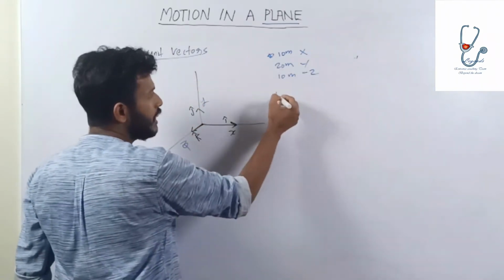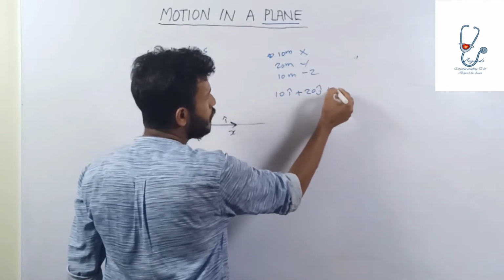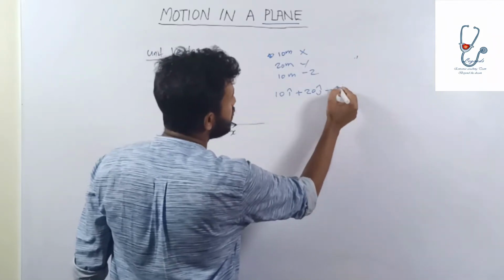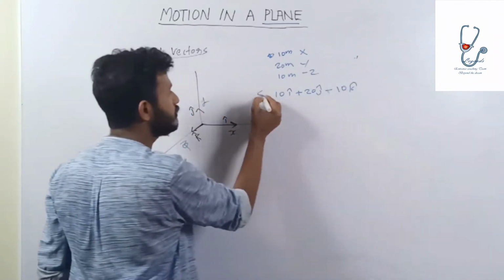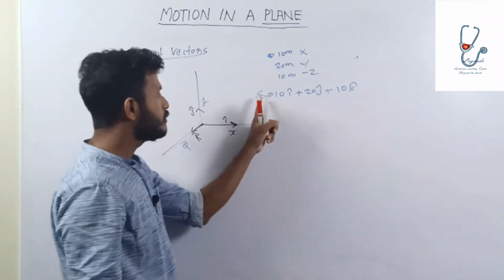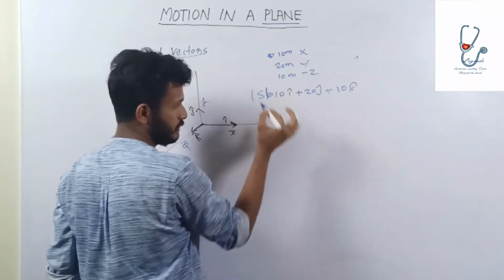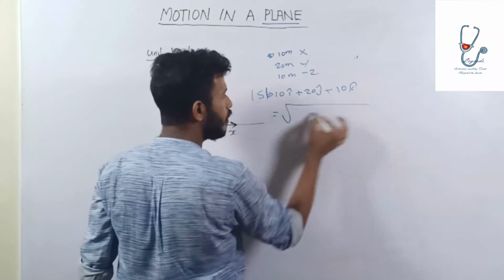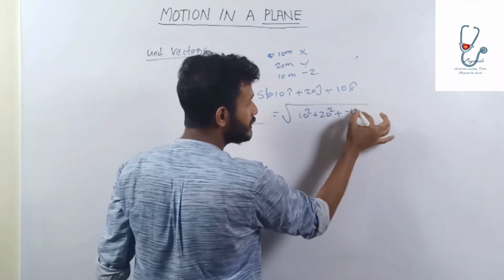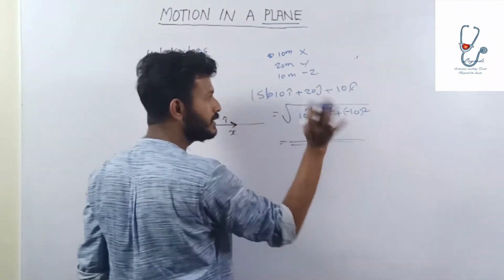We can represent it like 10 i cap plus 20 j cap minus 10 k cap. This is the displacement of that man. How can we find out the value of displacement? Find the modulus of s. Modulus of s is equal to root of 10 square plus 20 square plus (minus 10) the whole square. Calculate this and that is the answer.